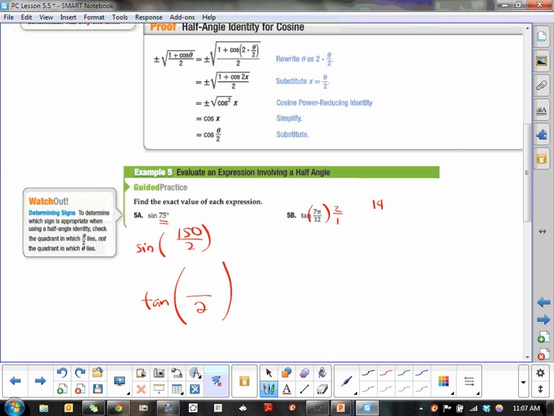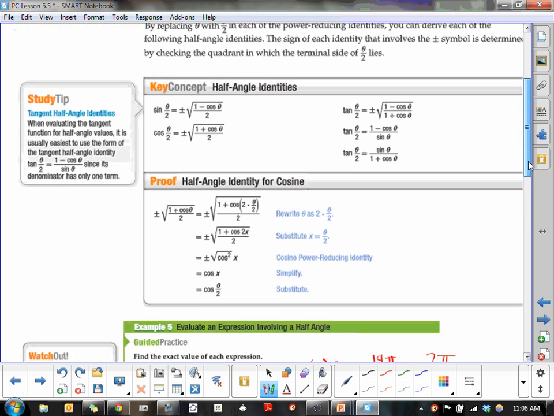It gives us 14 pi over 12, which is equivalent to 7 pi over 6. You're not going to convert it into degrees. It's just 7 pi over 6. Now, is half of 7 pi over 6 equivalent to 7 pi over 12? Yes, you'd have to multiply by the reciprocal, so that's 7 pi over 6 times 1 over 2. So we're going to use our tangent of a half angle identity.